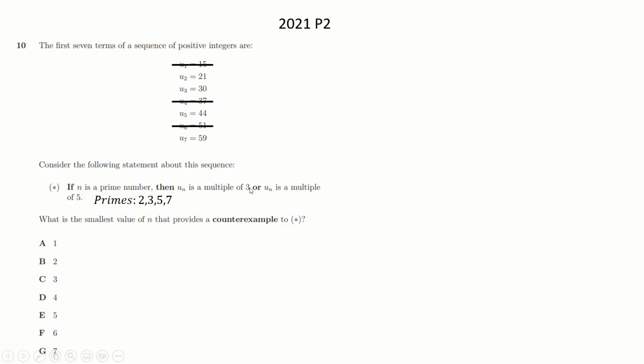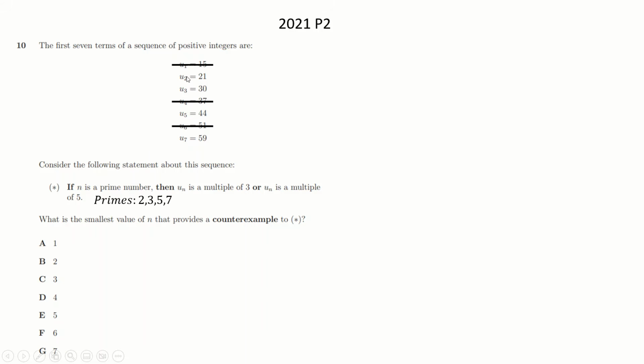Then u-n is a multiple of 3, or u-n is a multiple of 5. Next really important thing is that "or" in TMUA means "and/or", which is a bit confusing and really tripped me up the first time I ever saw this. But when they say or, it can be both 3 and 5. It doesn't have to be one or the other. It can be both, which is really weird. I don't know why they do it like that.